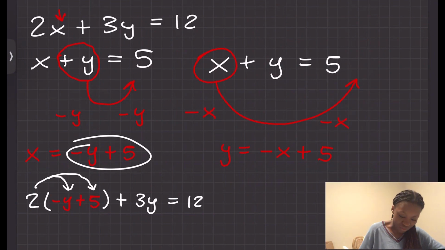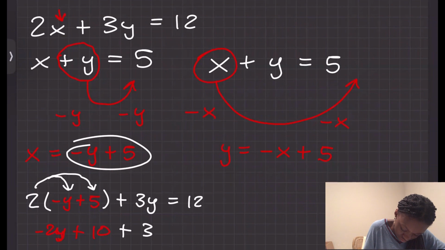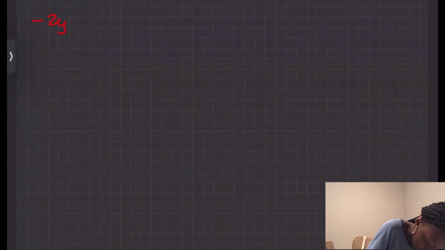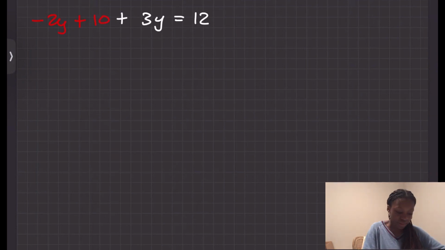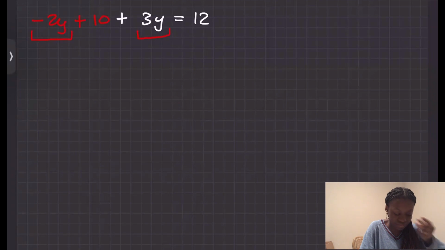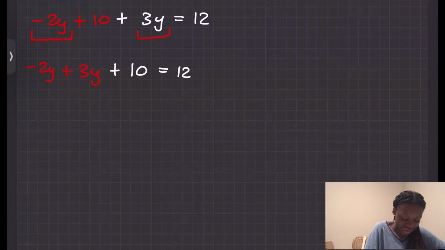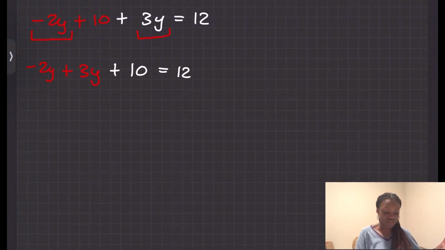Okay, 2 times negative y is equal to negative 2y. And 2 times 5 is equal to 10, plus 3y equals 12. All right, let me rewrite that right here. Negative 2y plus 10 plus 3y equals 12. Negative 2y and 3y are like terms because they both end in a y. So I'm going to add those two like terms together. Plus 10 equals 12. Negative 2y plus 3y is 1y because it's negative 2 plus 3.